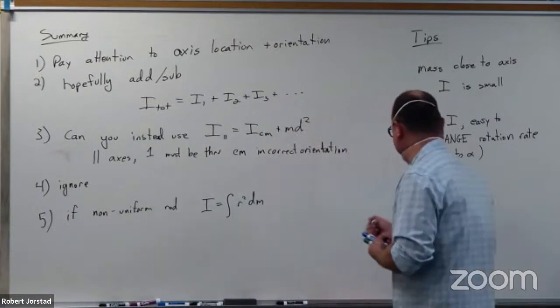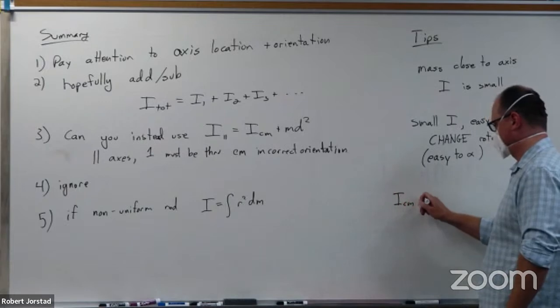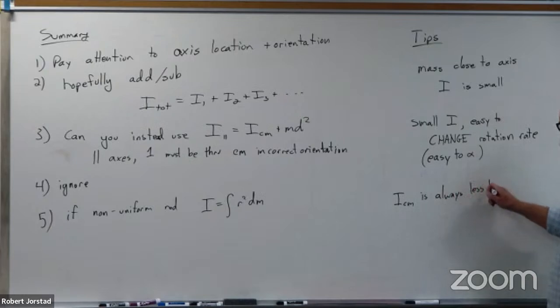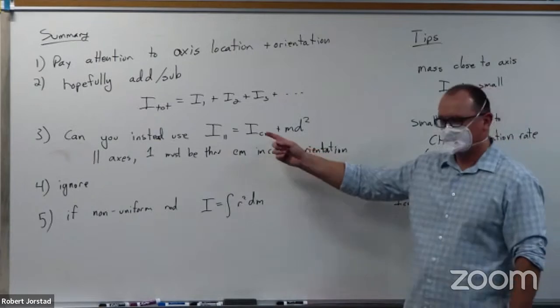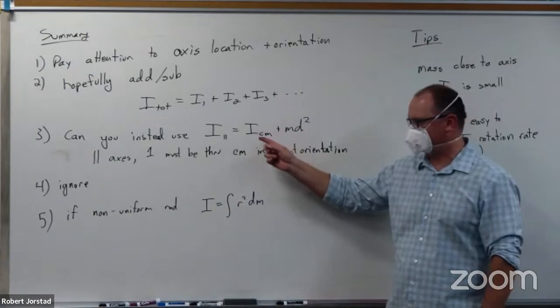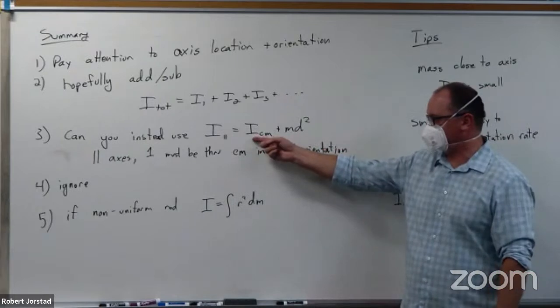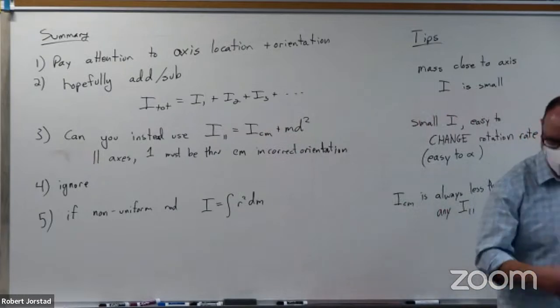I didn't say this yet, but here's a neat tip. You can see this from the parallel axis theorem. The moment of inertia about the center of mass is always smaller than about any parallel axis. Right? Look at the parallel axis there. If you go away from the center of mass, you increase the moment of inertia. That's kind of a cool thing.